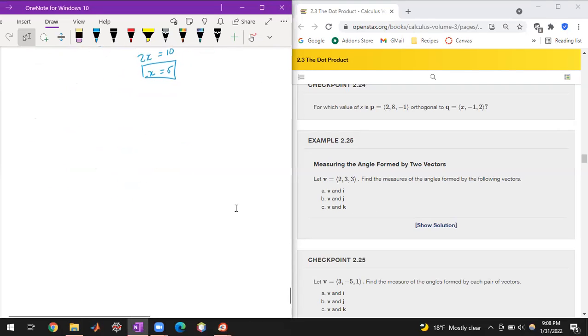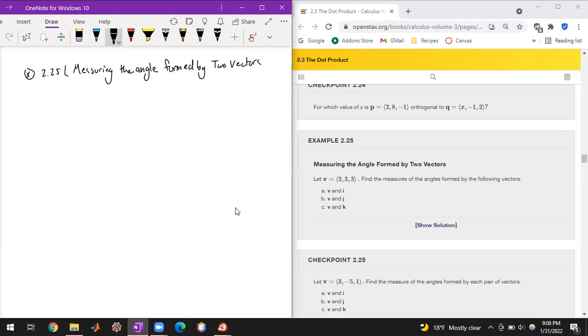All right, so let's move on to example 2.25, which is about measuring the angle formed by two vectors. Let v be our vector with components 2, 3, 3, and let's find the measure of the angles between the different standard unit vectors.